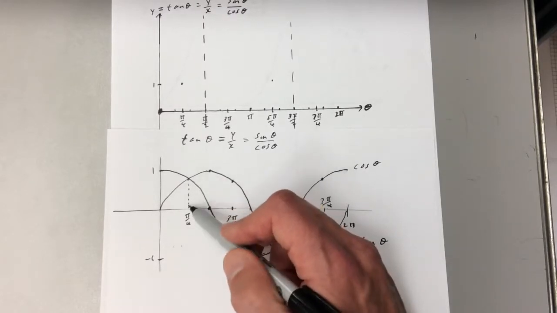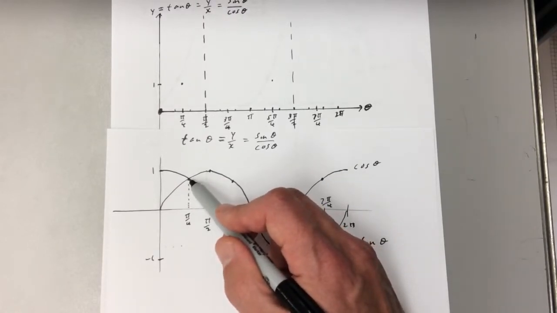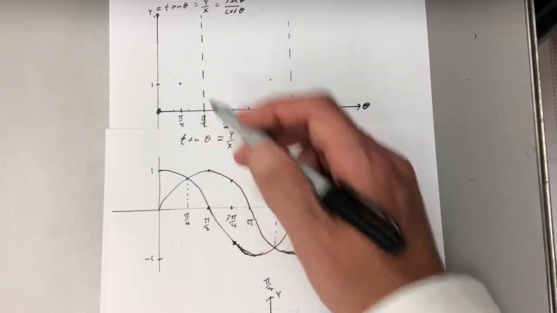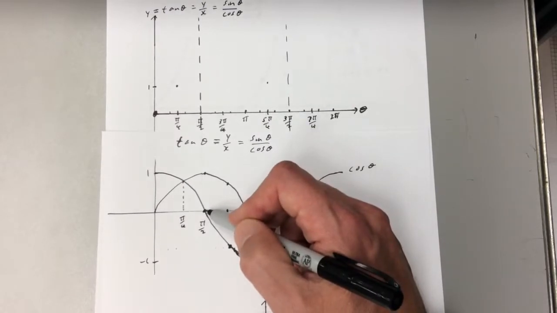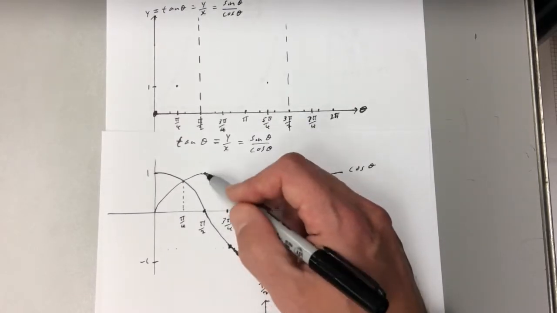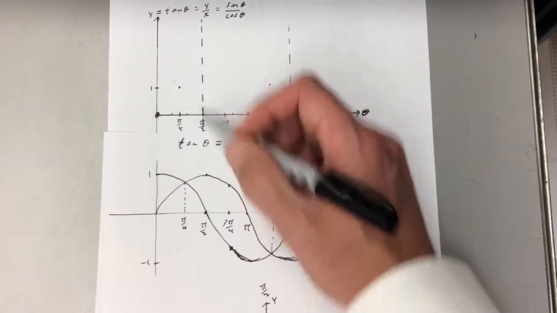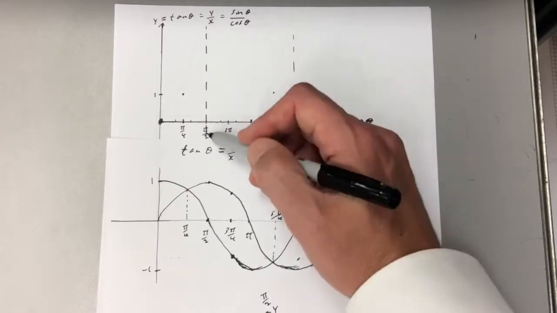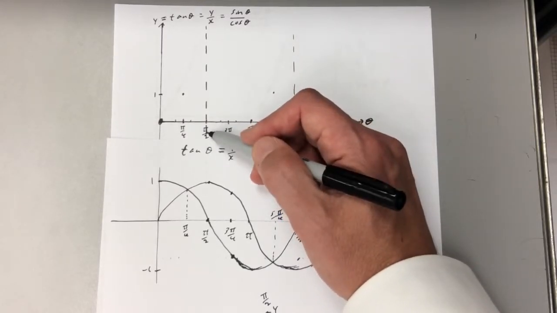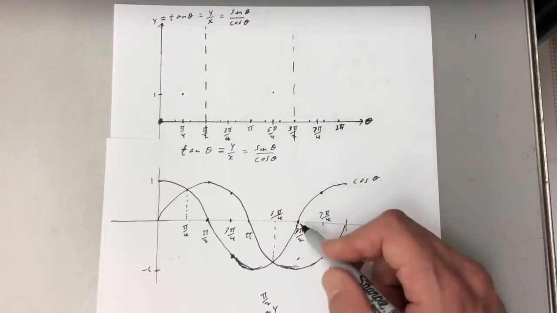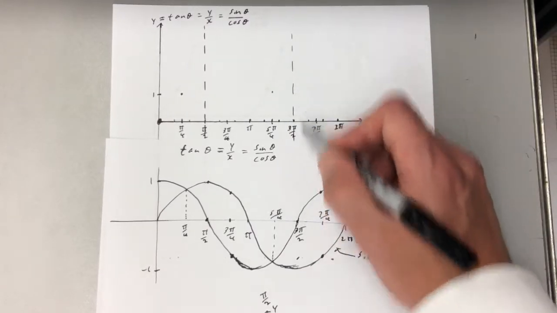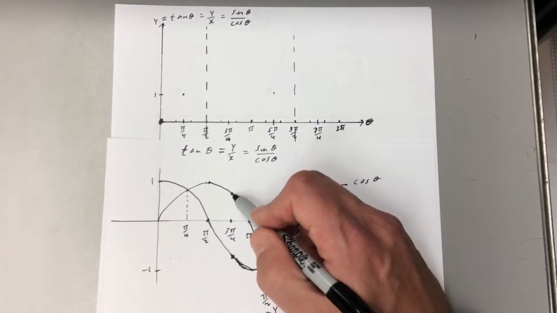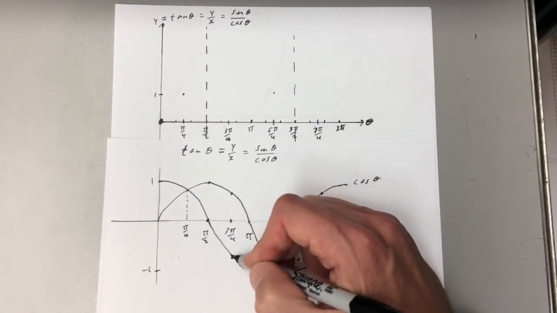At pi over 4, they're the same value. So tan theta must equal 1. So when you divide a number by itself, you get 1. At pi over 2, well, cos theta equals 0 and sine theta equals 1. So we get a vertical asymptote because you can't have the denominator equal to 0. It's undefined. So we get a vertical asymptote at pi over 2. Same thing at 3 pi over 2.